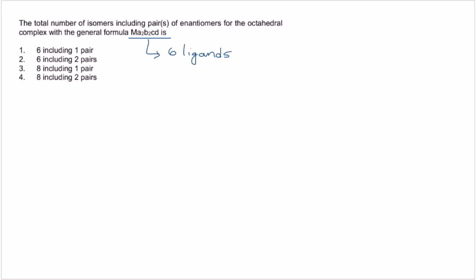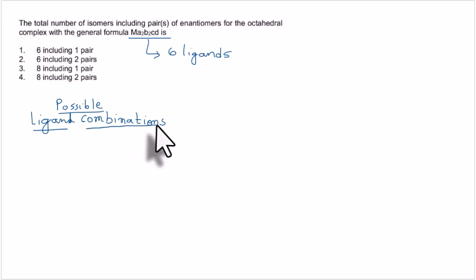Now, in order to solve these kinds of questions, what do we need? We need to understand the ligand combinations which are possible for this complex. And in order to get the ligand combinations, it is always good to go according to the alphabetical order. So we have Ma2, B2, CD, and we have to predict the possible ligand combinations.